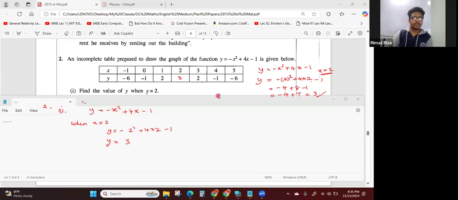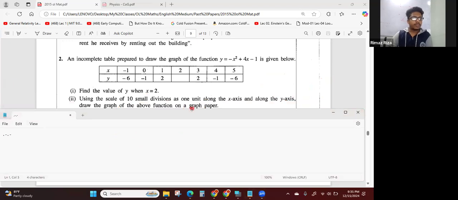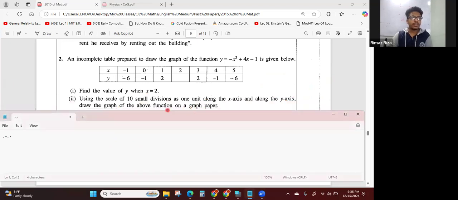And question number 2. Okay. By the way, I hope all of you can do substitution and simplify, right? If there is anything not clear, you don't know how to do, please let me know. I will explain to you thoroughly, clearly from zero. Okay. Using the scale of 10 small divisions as 1 unit along the x-axis and along the y-axis, draw the graph of the above function on a graph paper. Okay, now 2015 paper no one did, right? Okay, so fine. I will do this.